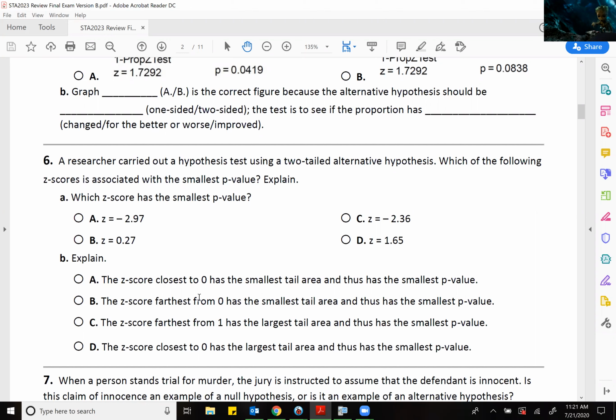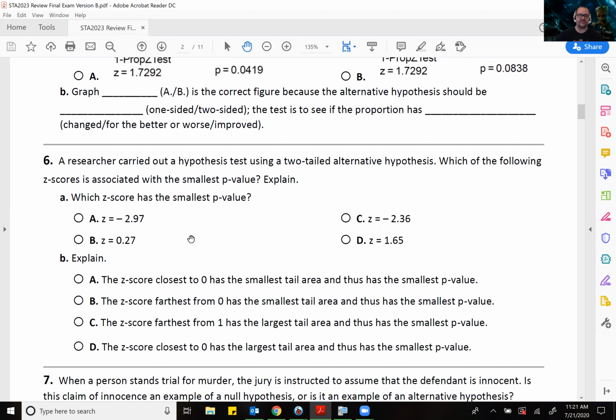So this question is coming from section 8.3. All right. So one of the things you have to remember is that the larger the z-score, the smaller the p-value. The larger the z-score, the smaller the p-value.